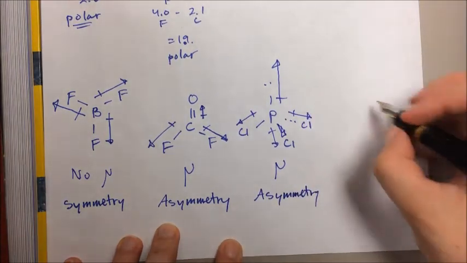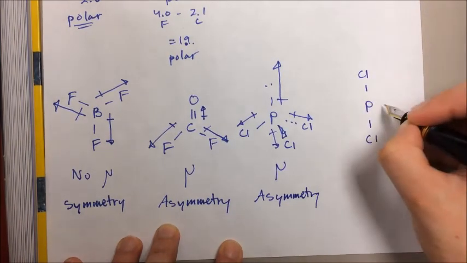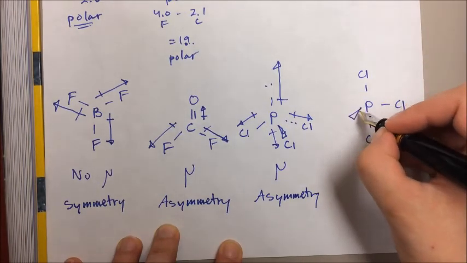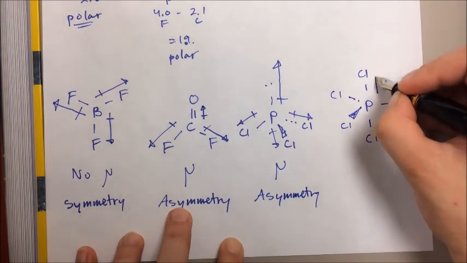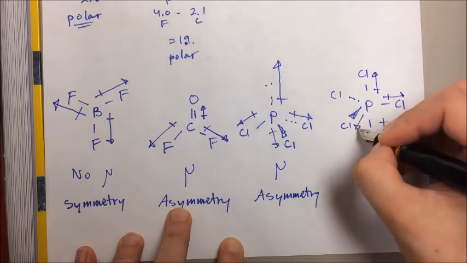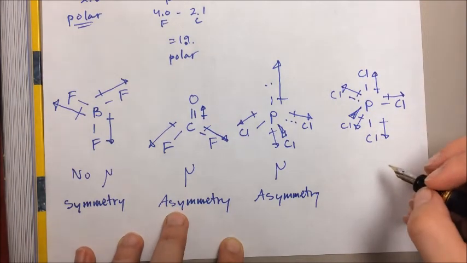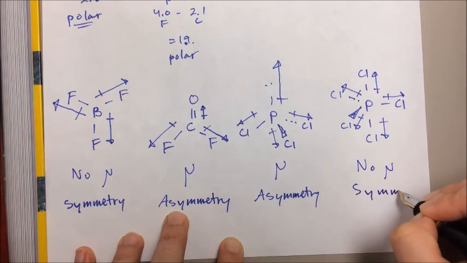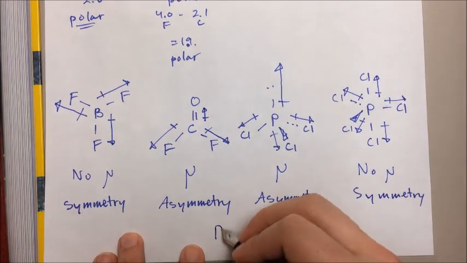Finally, the PCl5. Let's draw our three-dimensional structure of that. You're going to have 3 of the chlorines sitting in the plane of the paper because we're in the trigonal bipyramidal geometry, and you've got one going out and one going in. If we draw in our dipoles, geometrically, since these are all the same size and they're all pointing in different directions, they're going to completely cancel each other out. So we've got no overall dipole moment due to symmetry. Our middle two options are the only polar molecules.